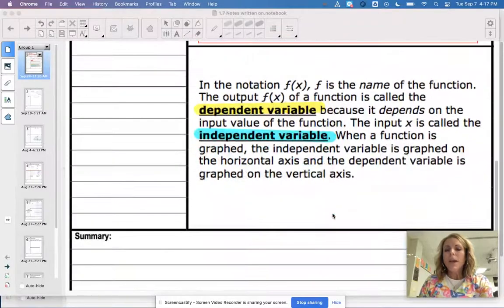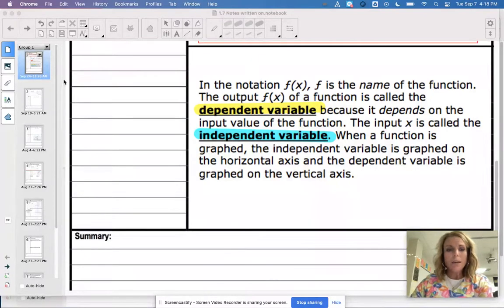In the notation f of x, f is the name of the function. The output f of x of a function is called the dependent variable because it depends on the input value of the function. The input x is called the independent variable. When a function is graphed, the independent variable is graphed on the horizontal axis, and the dependent variable is graphed on the vertical axis.